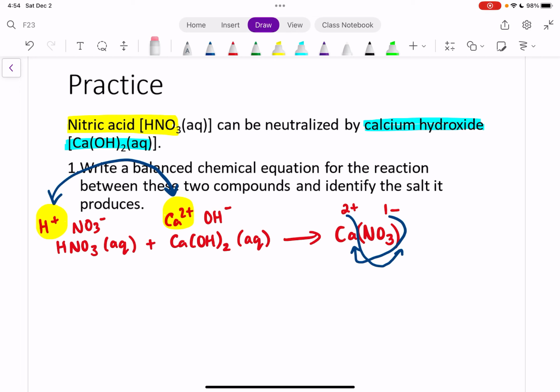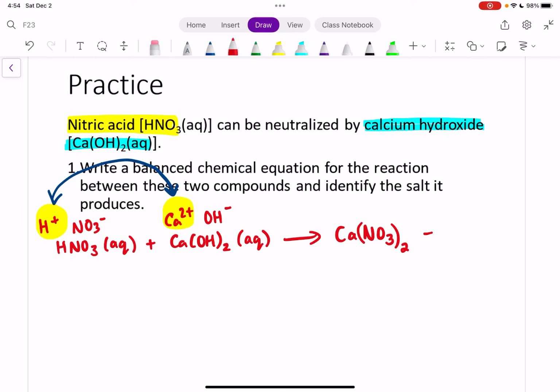Or you could also think of it as, if calcium has a 2+ charge and we need this whole compound to be neutral, then we've got to have 2 nitrates, right? Because we have 1- there, 1 times 2 is going to give us 2-, and that's going to cancel out with that 2+ here. Okay, so we've actually written our formula correctly.